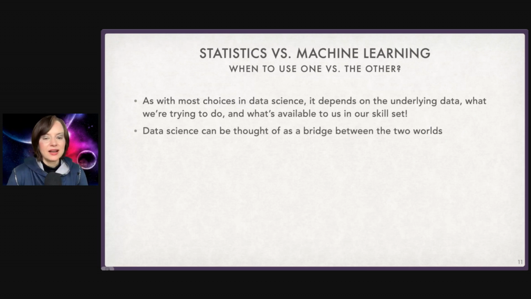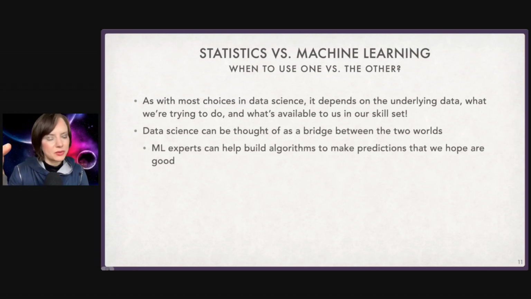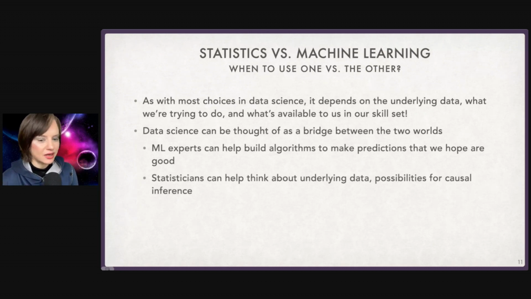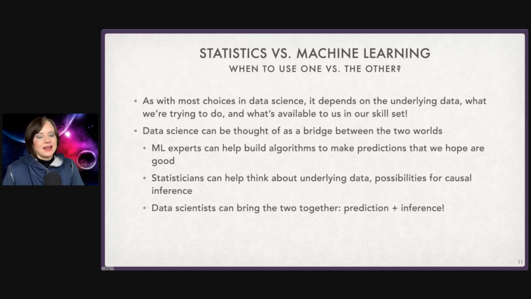All right. I like to think of data science as a bridge between the two worlds. So machine learning experts, who traditionally have more of a computer science background, can help us build algorithms to make predictions that we hope are good. And statisticians can help us think about the underlying data, the possibilities for causal inference. I'm just being so general. And data scientists can bring the two together once and for all.